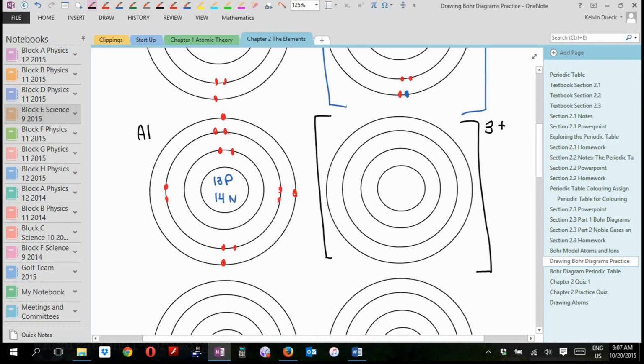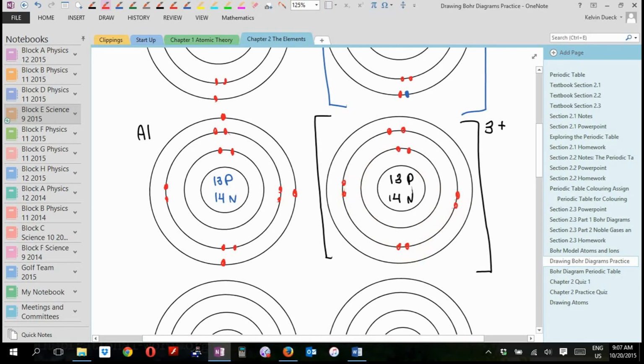All right. The first step is going to be the same. 13 protons, 14 neutrons. What row is aluminum in? Third. That I'm going to have to worry about, but the first two aren't going to change. They're still going to be full. 1, 2, 1, 2, 3, 4, 5, 6, 7, 8.